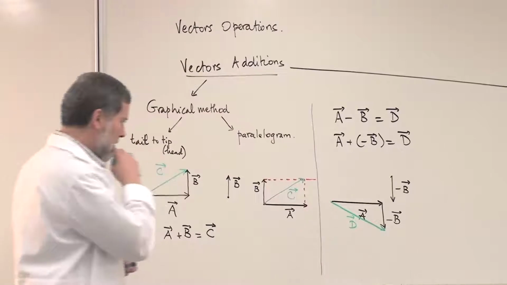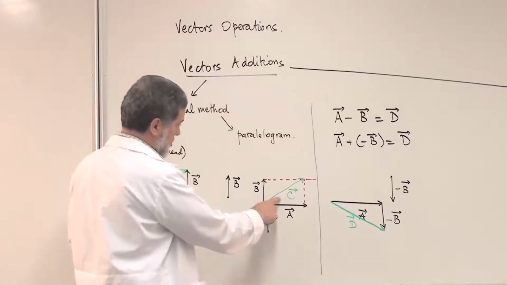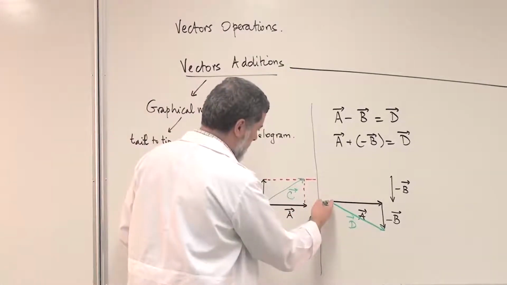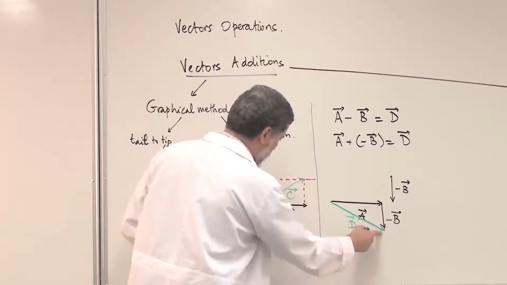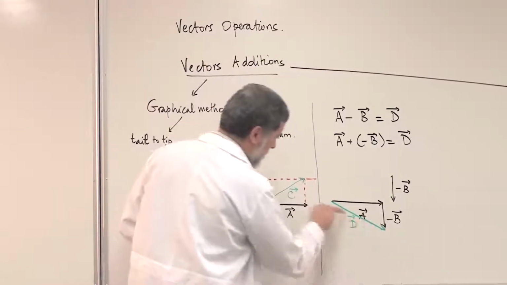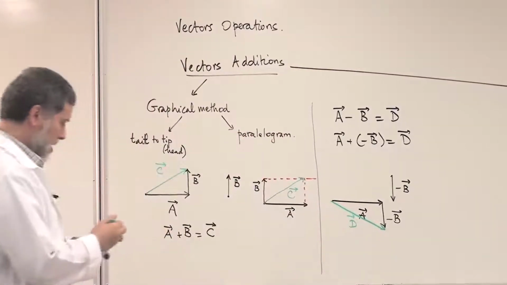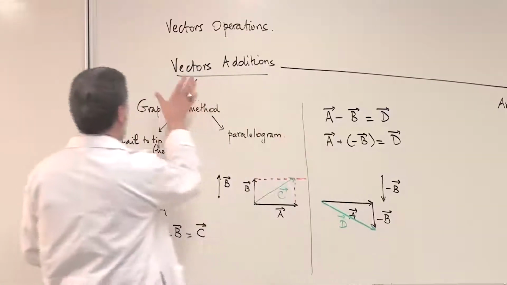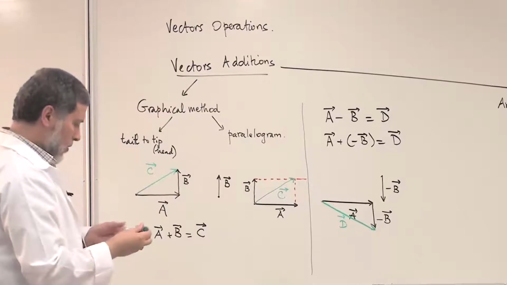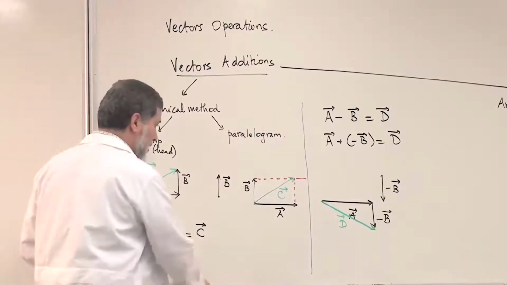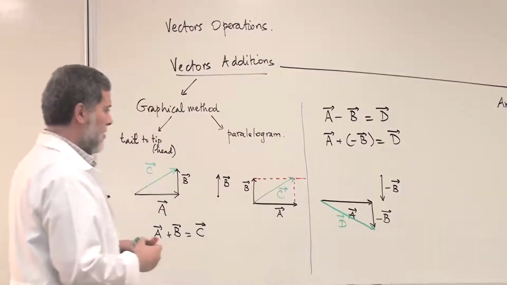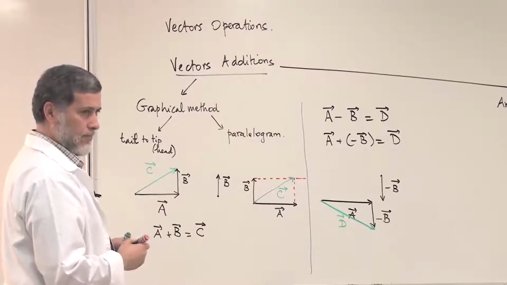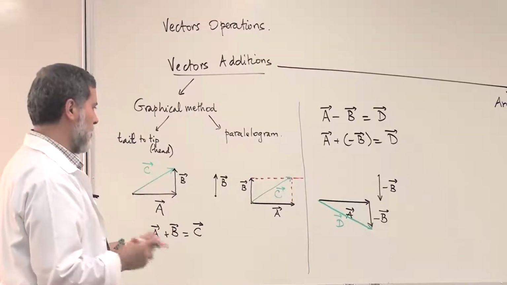And we notice that D is not equal to C. It's completely different. It has the same magnitude as C, but it has a different direction. And this is how you do a subtraction of vectors using the graphical method. Now you can also multiply a vector by a scalar.